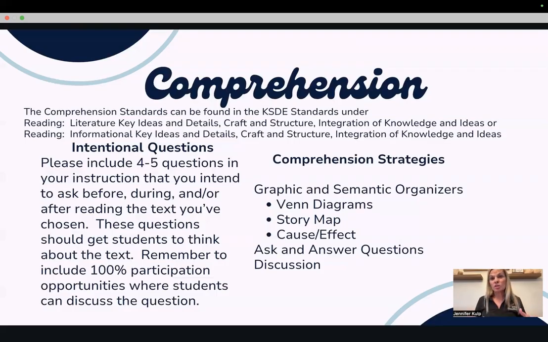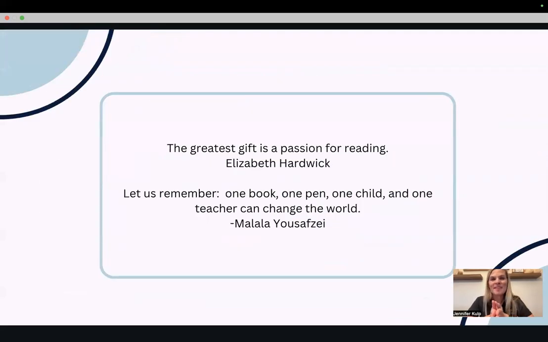Comprehension strategies that you can include, but you don't have to. You can choose depending upon the standard that you've chosen. Use a Venn diagram to compare and contrast. Use a story map where students can draw out what's happening in the story if you're studying the plot and looking at the plot. Cause and effect graphic organizers are helpful. Asking and answering questions, which we're requiring for you to do, and including discussion is something that we're requiring you to do as well. So think about those graphic organizers and how a visual might help your learners if they're in need of that.